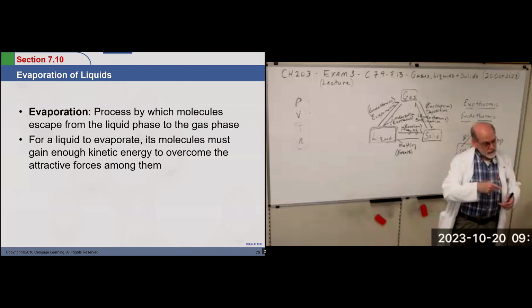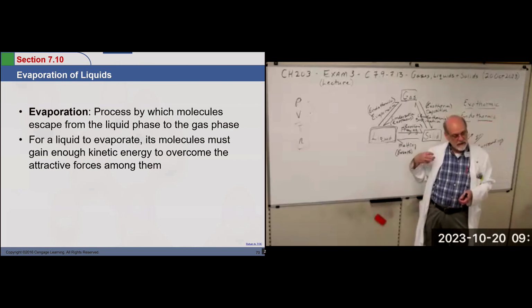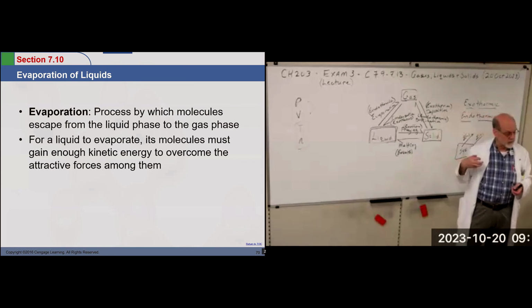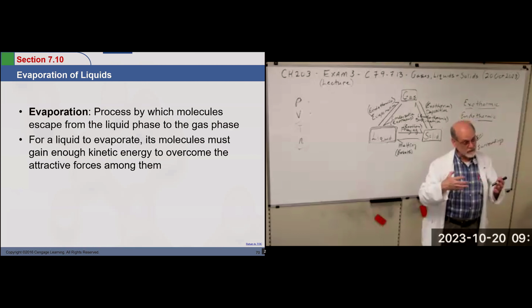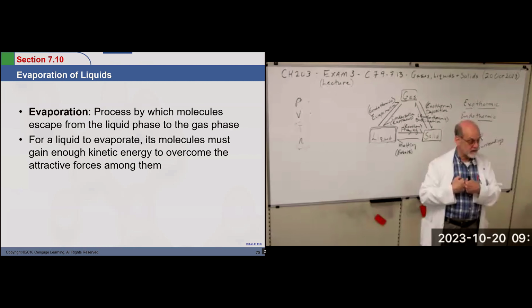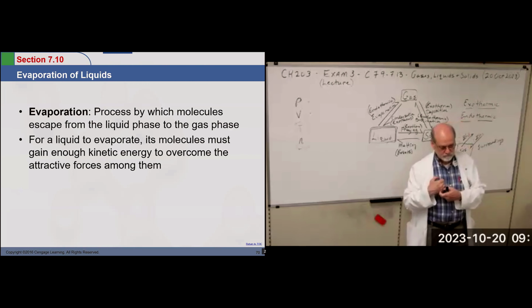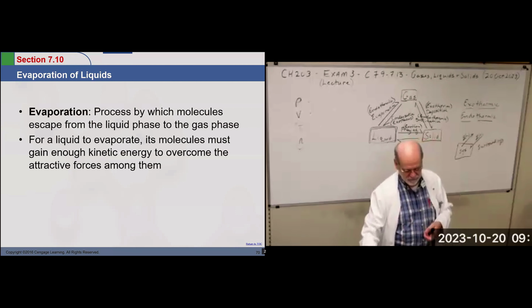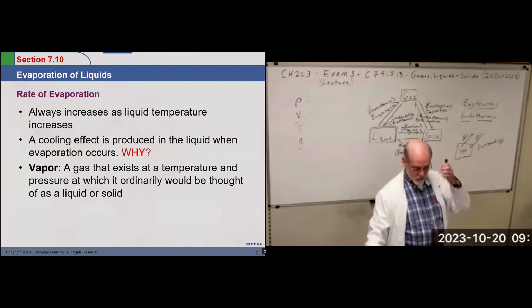You can go the other direction too. If you extract heat from a substance, an exothermic process, then you decrease their kinetic energy. Now they're striking each other with less force, and any attractive forces become more significant. As a percentage of all the forces involved, the attractive forces eventually are strong enough to hold those things together in the liquid phase. All right? So that's where we're going with all this.